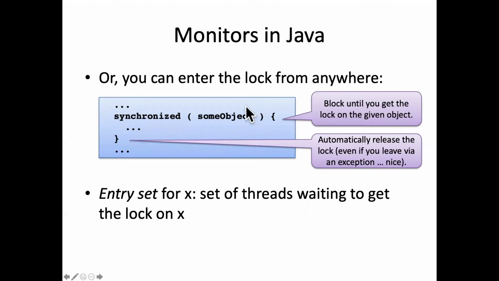I've got a term down at the bottom of my slide that's going to make this a little easier to talk about. In Java, they use the term entry set to mean the set of threads that are waiting to get the lock on an object. So if you have a synchronized method, and you try and call it, and some other thread already has the lock on that object, then you have to wait. The entry set is the set of threads that are waiting for that.